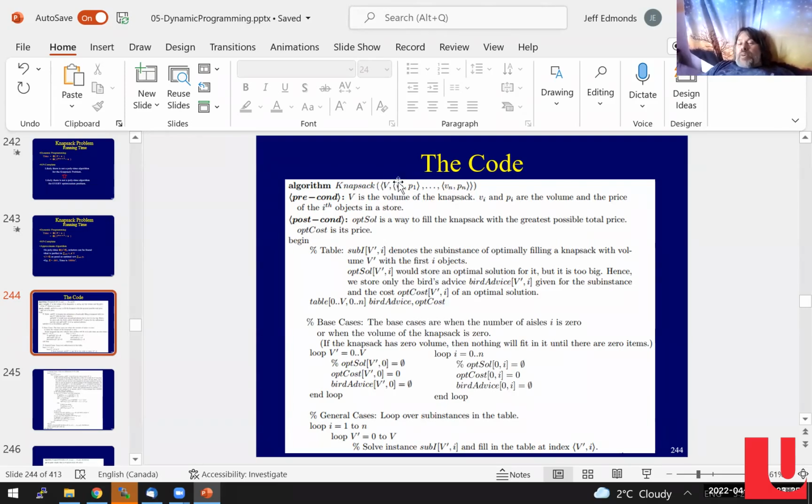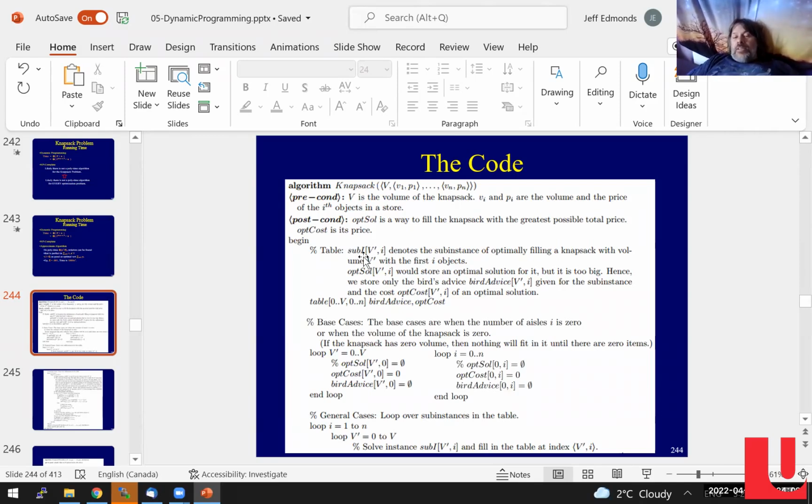So here, what is my input, right? My input is the volume of the whole knapsack plus these objects, right? And what are we trying to find? We're trying to find the optimal way to fill the knapsack with the total greatest possible price, right? So then I always write this paragraph here. This is all commented, right? The percentage means this is all just chatting to the world, right?